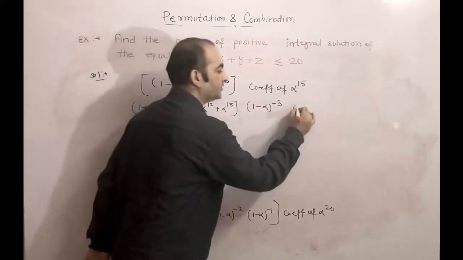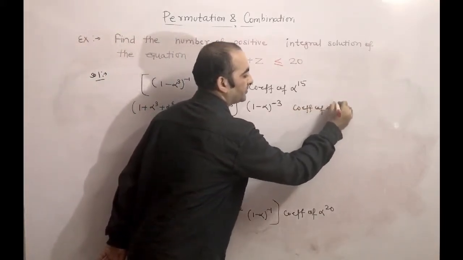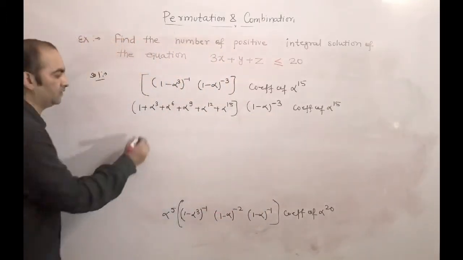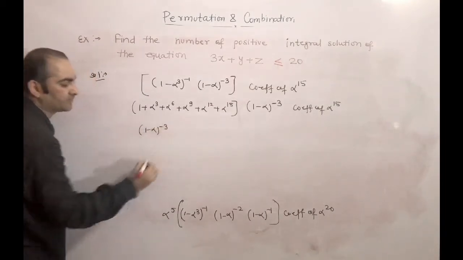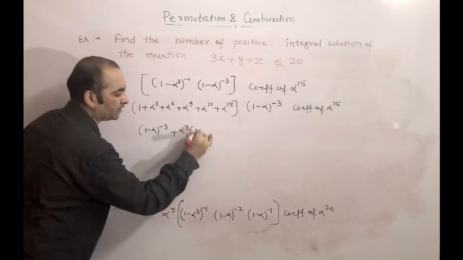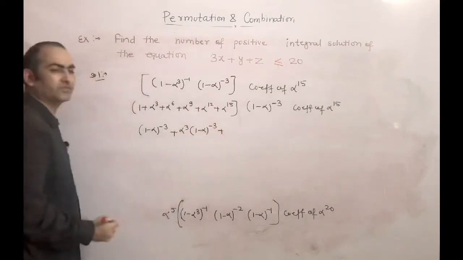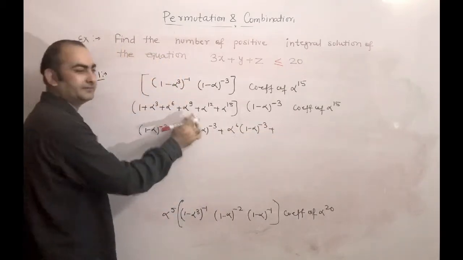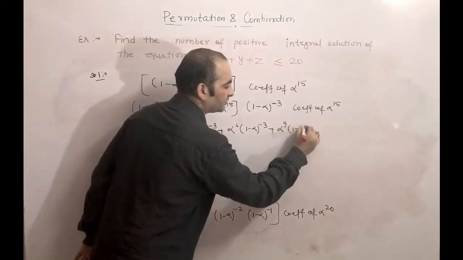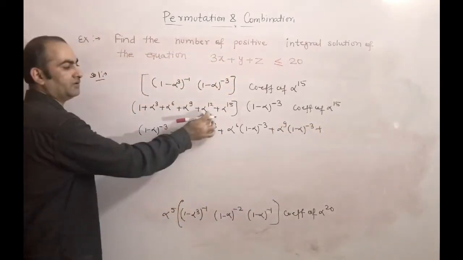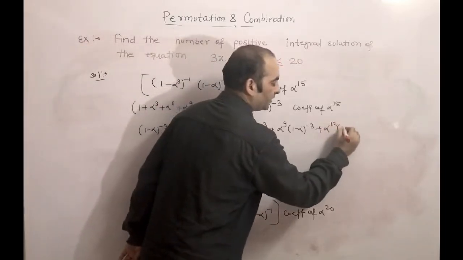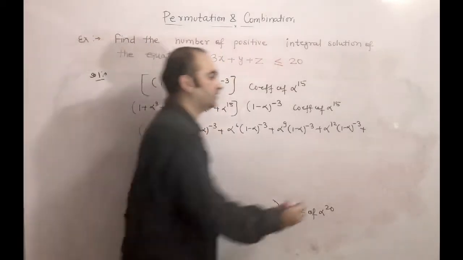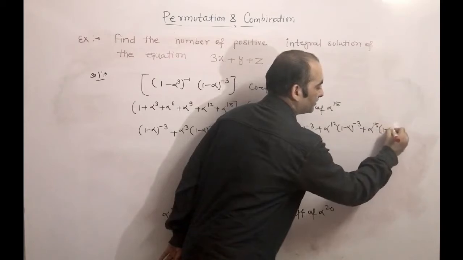Here we have to find out the coefficient of alpha power 15. Now what you will do, if you multiply inside, what will come: 1 minus alpha to the power minus 3 plus alpha cube into 1 minus alpha to the power minus 3 plus alpha power 6 into 1 minus alpha to the power minus 3 plus alpha power 9 into 1 minus alpha to the power minus 3 plus alpha power 12 into 1 minus alpha to the power minus 3 plus the last term, alpha power 15 into 1 minus alpha to the power minus 3.